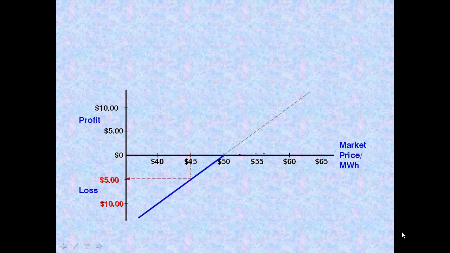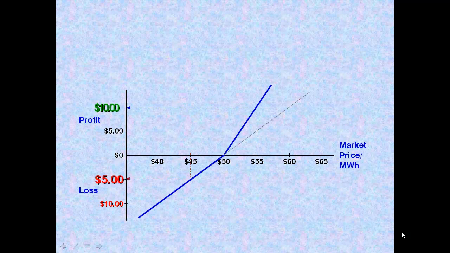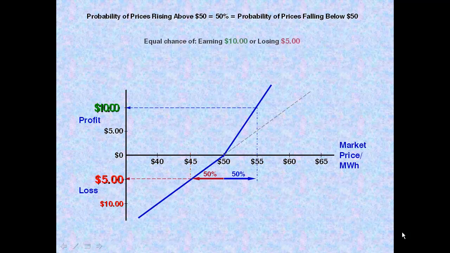How would this be different if the payout was asymmetrical? Asymmetrical is just a fancy way of saying the line's not straight. It has a kink in it. But something interesting has happened. Now if prices rise $5 to 55, the profit is up to 10, while a $5 decline to 45 still only loses 5. Keep in mind that there remains an equal probability of prices rising 5 and falling 5. So now, because of this asymmetry, we have an equal chance of earning 10 as losing 5.